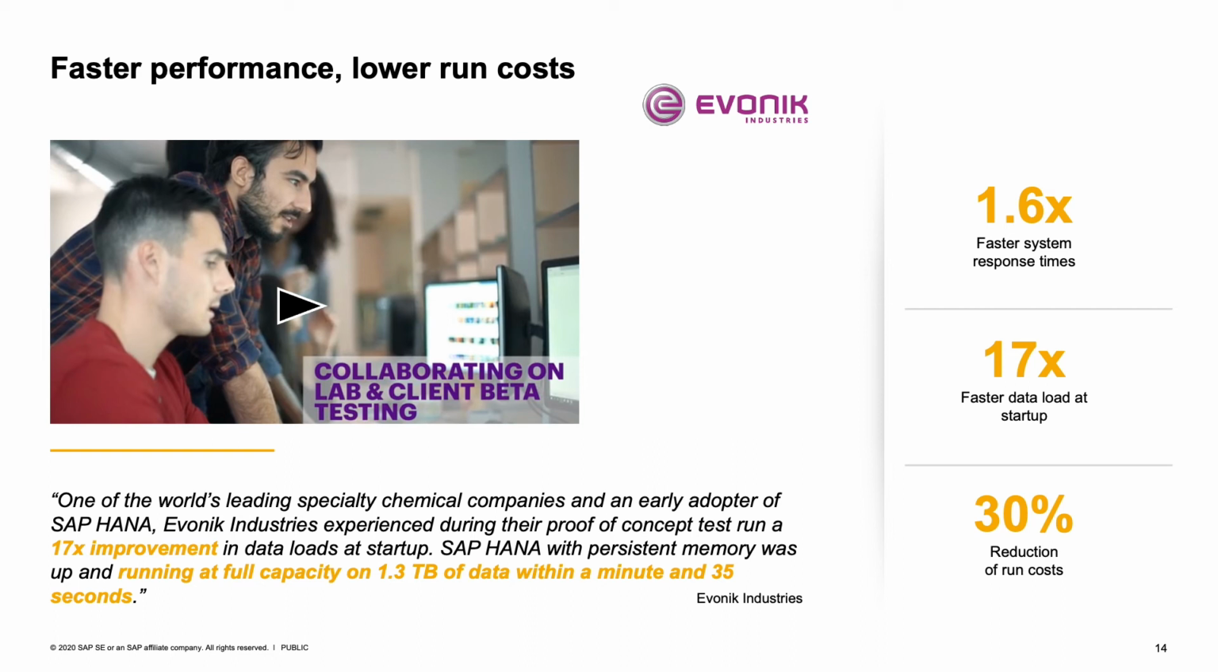So when they did their testing, they saw a 17 times improvement of data load at startup with 1.6 times faster system response time for its user and an overall 30% reduction in run costs. So some of the key benefits that they see are shorter maintenance windows for HANA for patching and configurations, lower total cost of ownership with reduced infrastructure, less server downtime for its HANA systems, and increased productivity with faster start times.